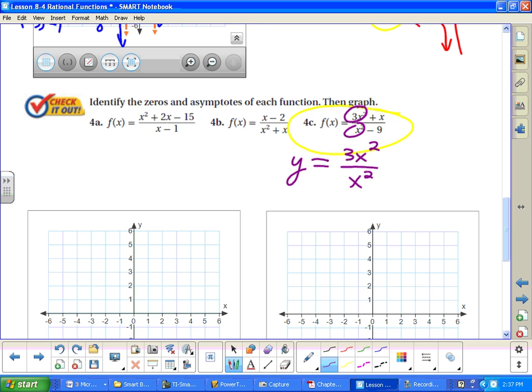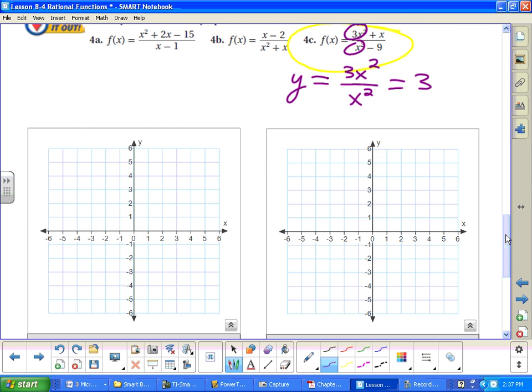So look at this rational function we have. What happens when I simplify this? What do I get? Okay. The x squareds cancel. I'm left with 3, right? So this is going to have a horizontal asymptote at y equals 3.